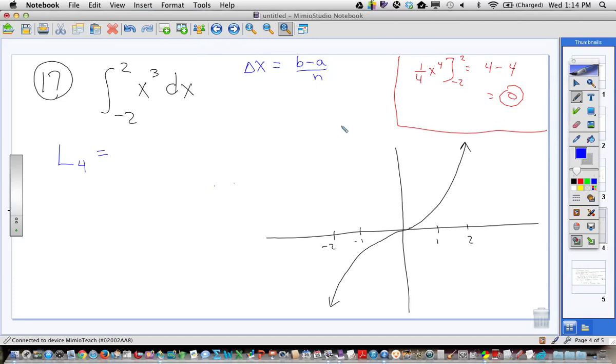Don't say area, but the distance between, the total width. There you go. It's the total width of our interval. B minus A is the total width of the interval, and N is how many subintervals. So take our total width divided by the number of subintervals, should give you the width of each subinterval. Make sense? So in this problem, it would be 2, take away -2, divided by our 4 subintervals. 4 divided by 4 is 1.